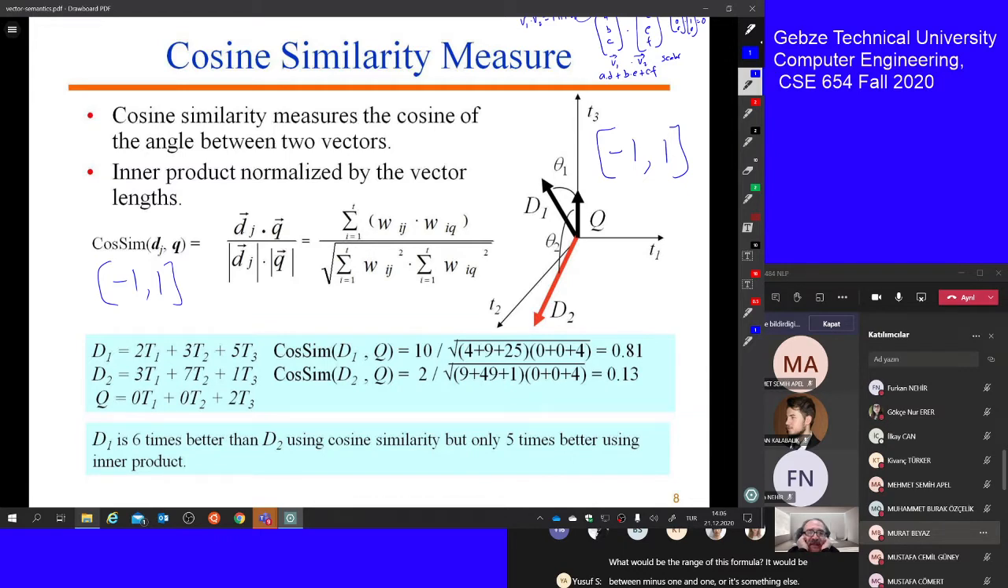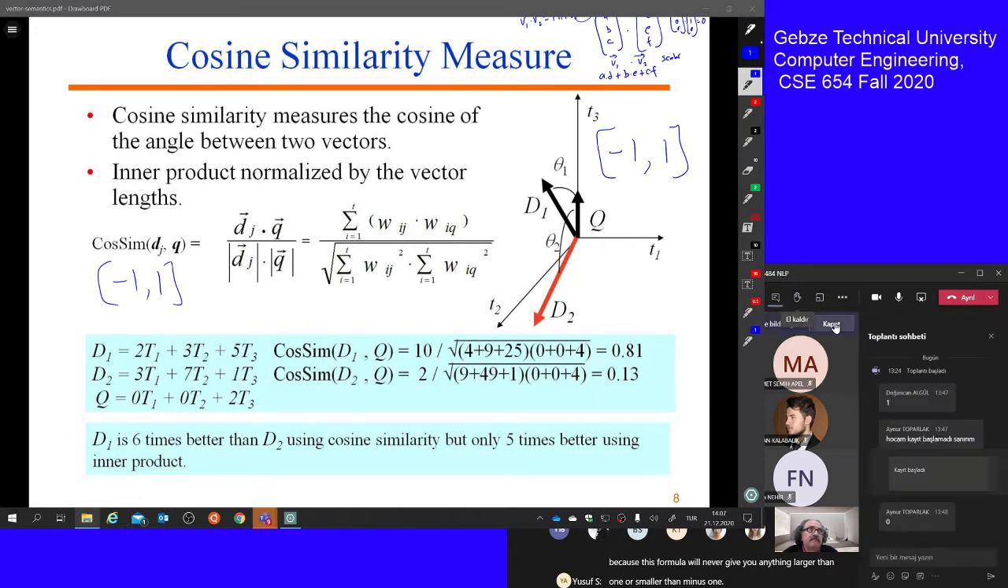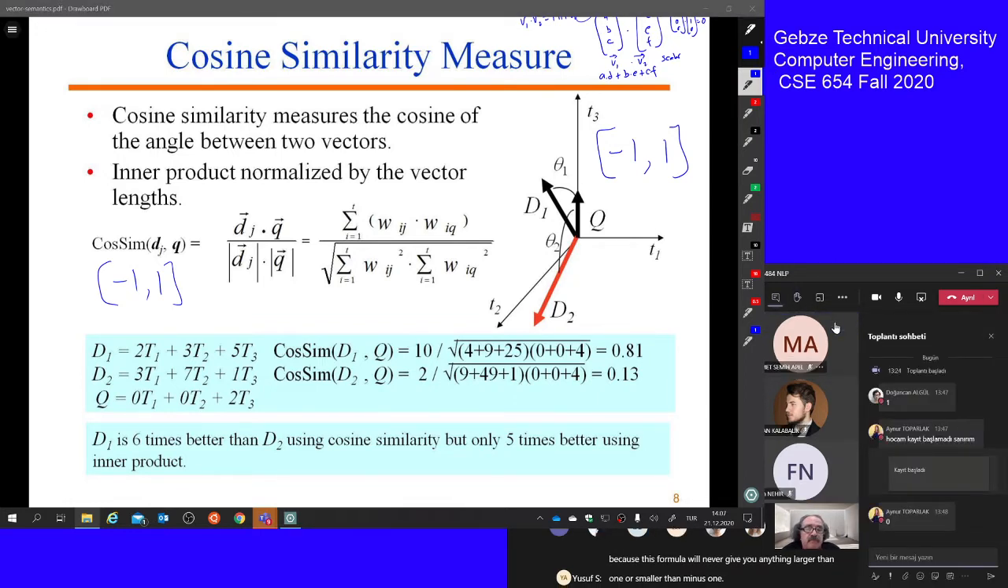Let me tell you something. I mean, it cannot be 1.5 or 2, because this formula will never give you anything larger than 1 or smaller than -1. Okay, anybody take a guess? Sir, it couldn't get a negative value, I think. Yeah, that's correct. Why?